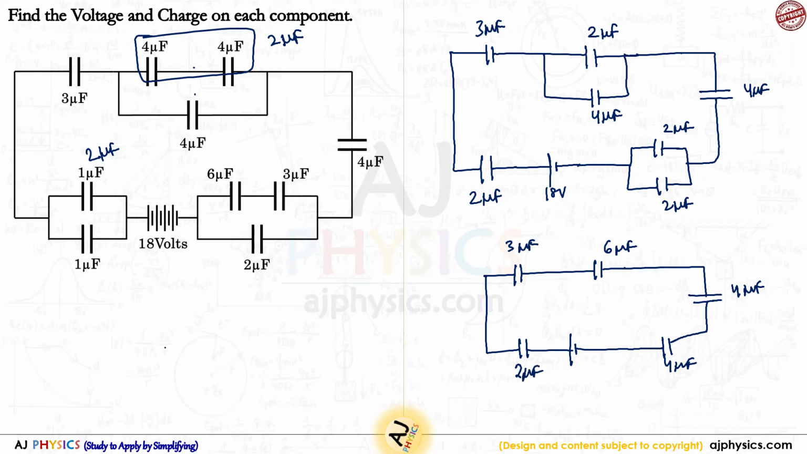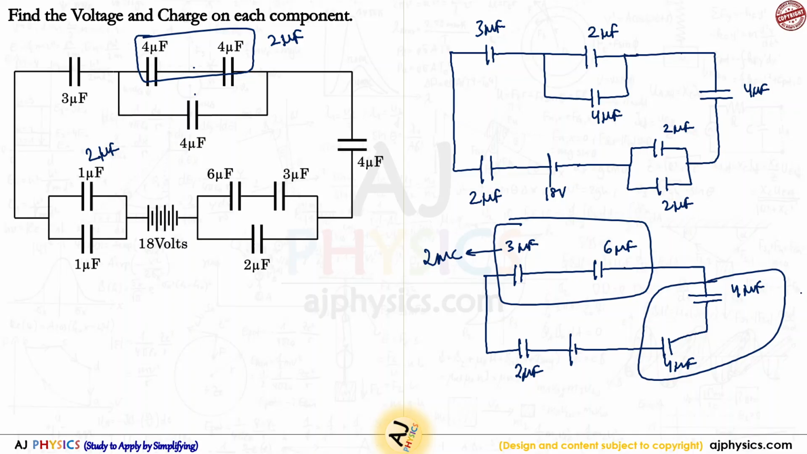Now let's try to solve this further. Now see, 3 and 6, obviously I have told you that they will make a combination of 2. Now you can also add this 4 and 4 in series, so that will also give you 2 microfarad as the equivalent capacitance. Now let's simplify it to the last. The last portion of the circuit will be, this is 2, this is 2, and this one is 2 here. So we are on the verge of the last step here, and that's 18 volts.